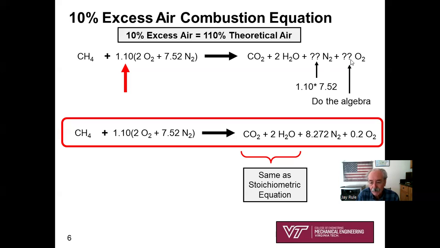8.272. And then oxygen. What do I put for oxygen? Well, I just do the algebra. I just add up the oxygens over. I know I've got, let's see, 1.1 times 2 O2s, and then I've got to subtract off one of those and another one of those, and that gives me my leftover oxygens, 0.2. Okay, and so I did the algebra there, and I've got the oxygen right there. And so it's as simple as that.